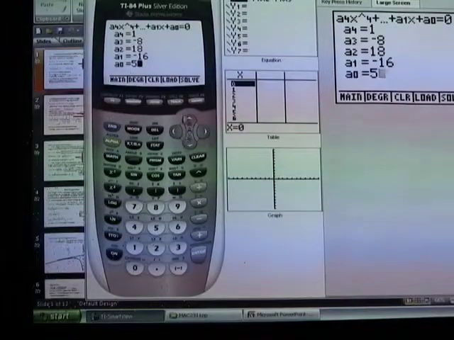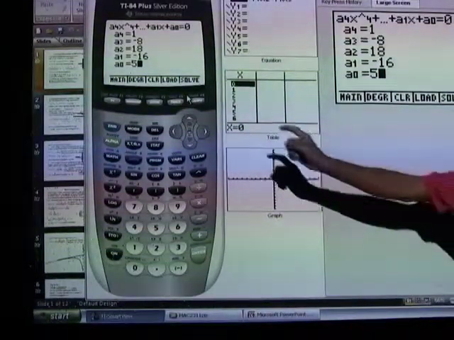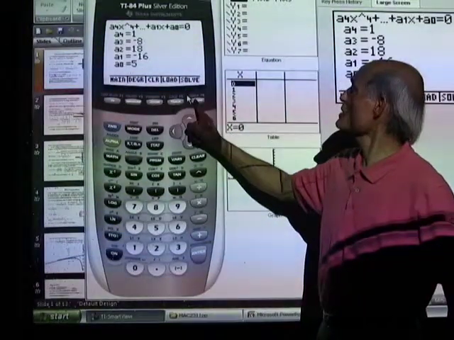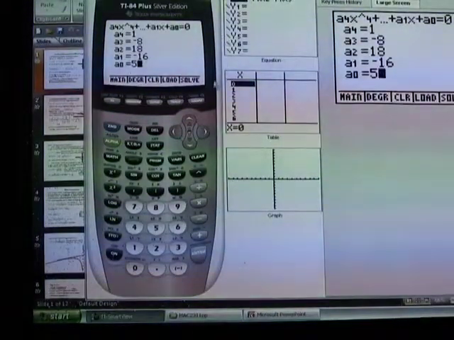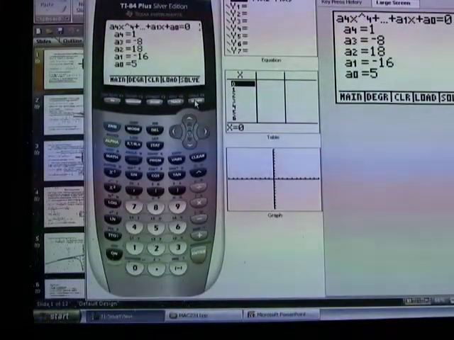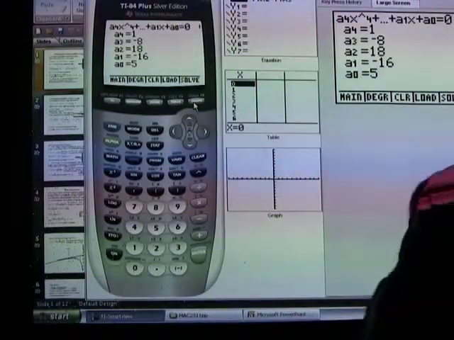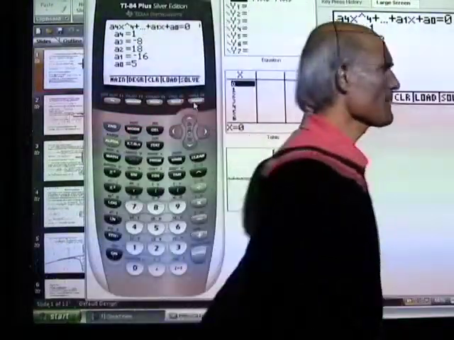Now once you have done that, you need to solve. This is to solve, and that is this button, which is graph. So press graph and it will solve the equation for you. Alright, wait until it solves it for you. I think it's going to take a little while because the equation is a little complicated. Is that right?